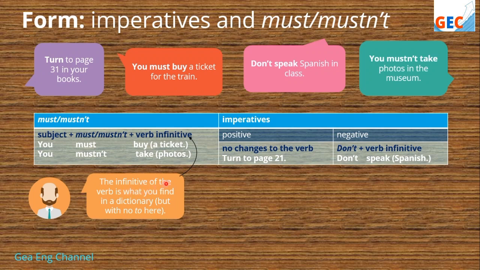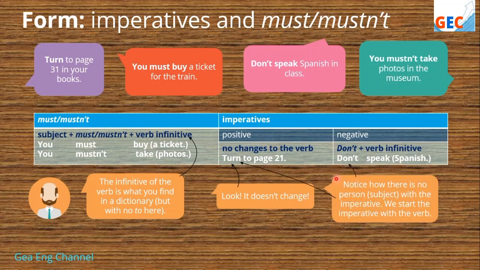So here the infinitive of the verb is what you find in the dictionary, with no change, without to. So we don't add any to, like to buy or to take. No need. For this one, it doesn't change. And you need to notice here that there is no subject with the imperative. So we start the imperative with the verb.